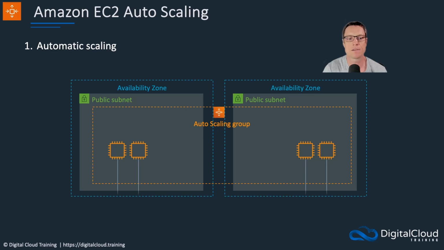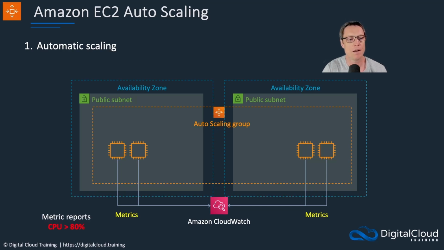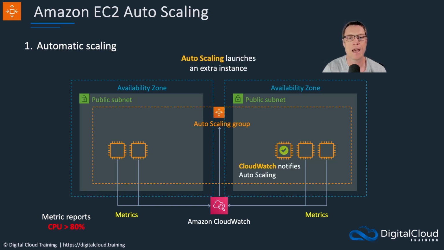One is automatic scaling. So what's happening all the time is the instances are sending through information to CloudWatch, depending on the type of monitoring, either basic or detailed. That's either every 5 minutes or 1 minute. So they're sending metrics to CloudWatch, things like the CPU utilization. Now, if the metric reports that the nodes have in aggregate exceeded 80% utilization of their CPUs, CloudWatch can notify autoscaling to actually add a new node. So it's going to launch a new instance into that auto-scaling group.